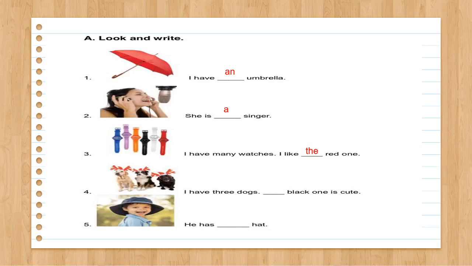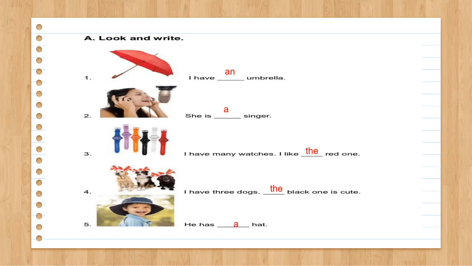Now let's move to number 4. "I have 3 dogs. The black one is cute," right? And number 5 is "He has a hand." So here is our exercise that you did with teacher already, right?